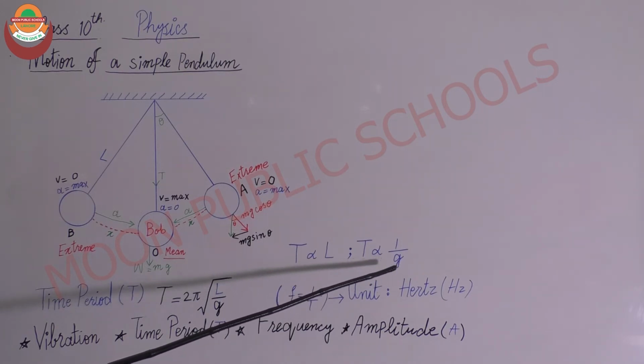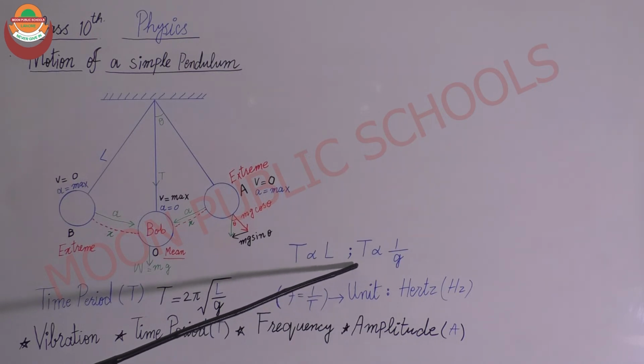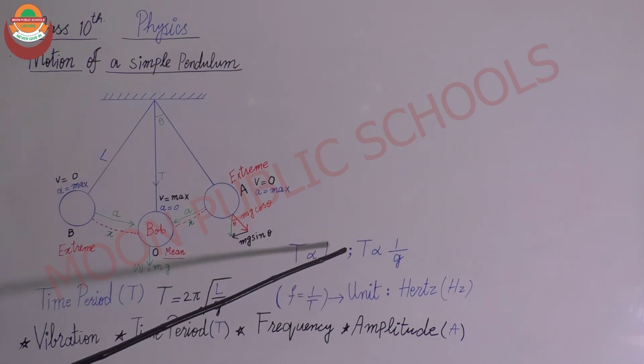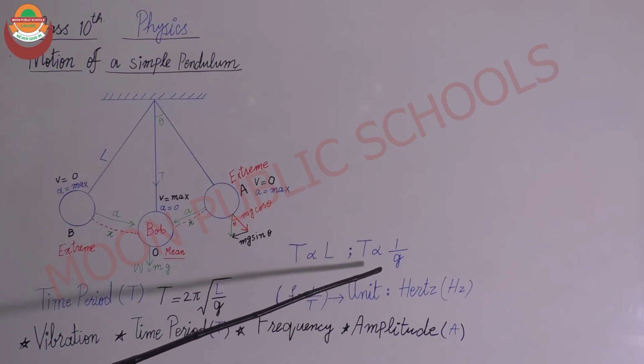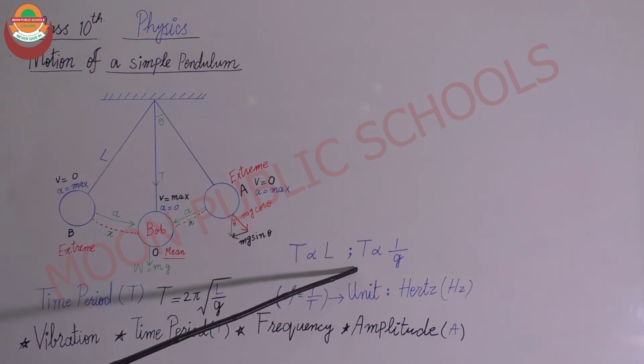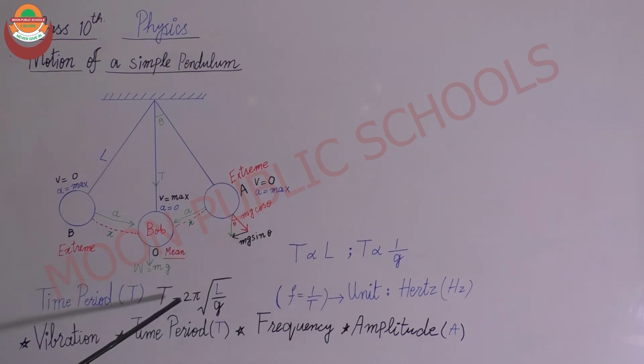When the gravitational acceleration is increased, the time period is decreased. When the gravitational acceleration is decreased, the time period is increased. So the time period of the pendulum depends upon the length and gravitational acceleration. Here you can see different terms that describe simple harmonic motion.